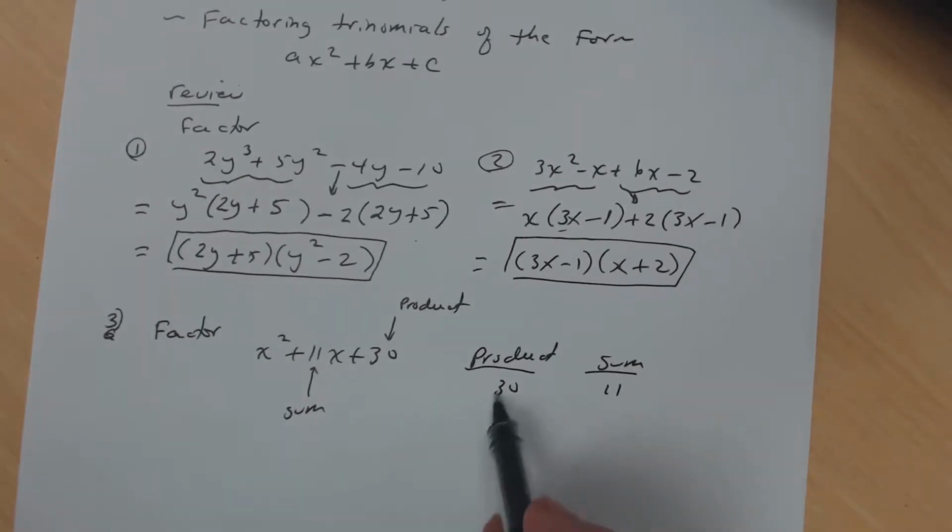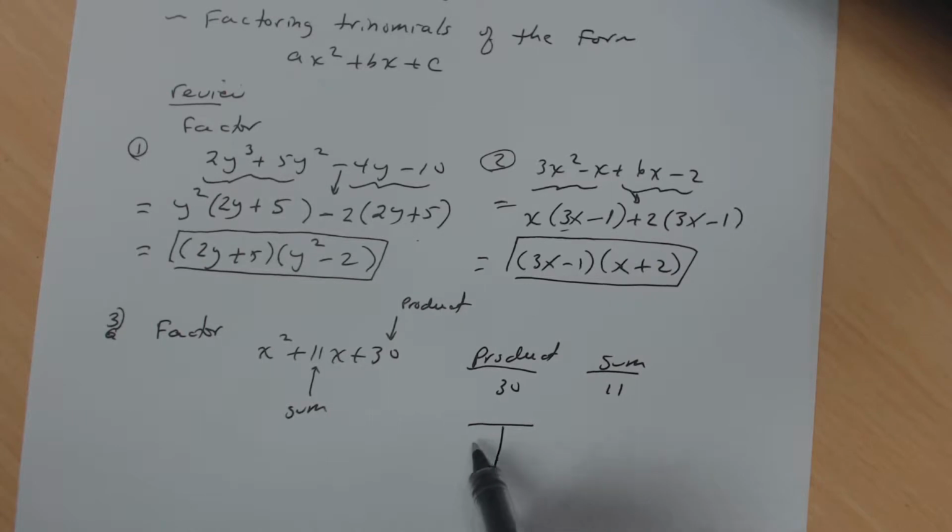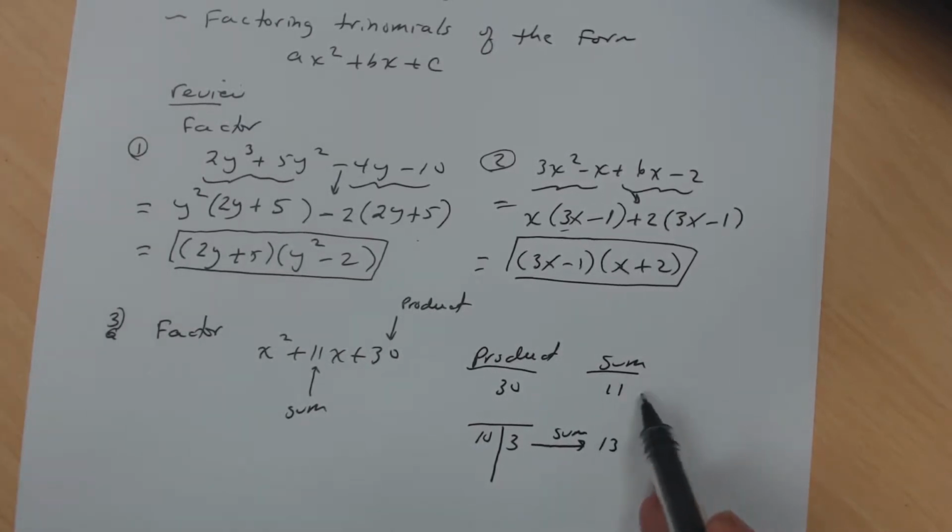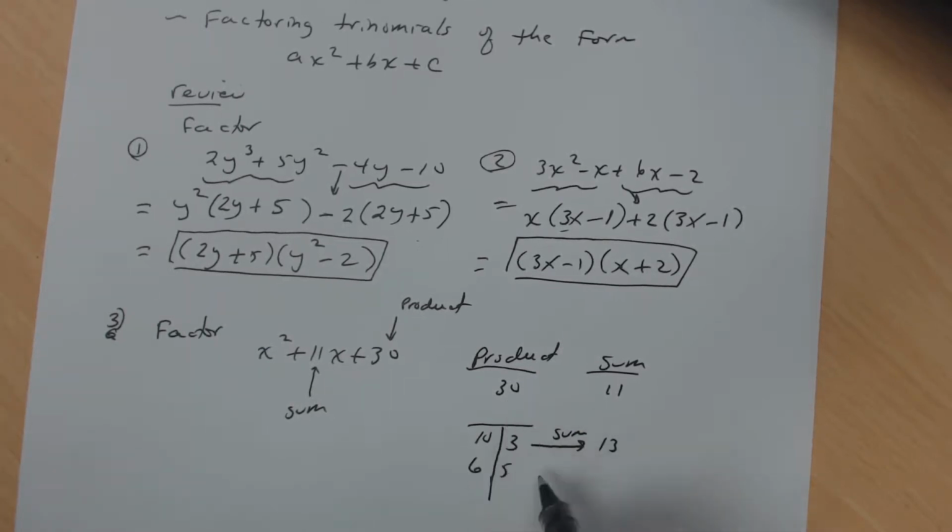Okay? And so again, we found two numbers whose product is 30, something like, let's say, 10 and 3 is a positive 30. But when I add 10 and 3, I get 13, and that's not what I wanted, so I wanted 11. So if you think about it, the only two numbers that work would be 6 and 5, because 6 times 5 is 30, and when I add them up, the sum is 11, which is what I wanted.